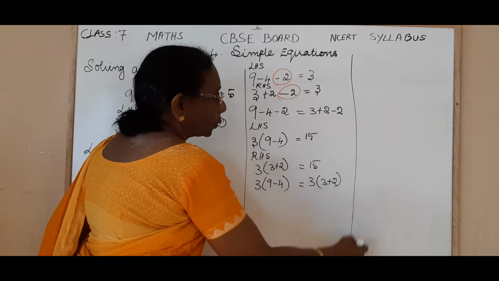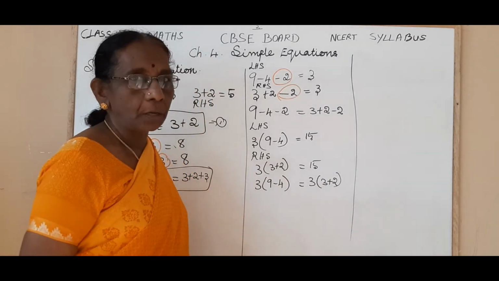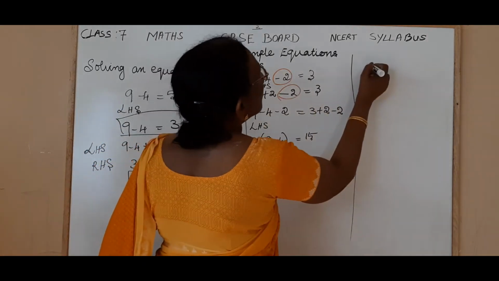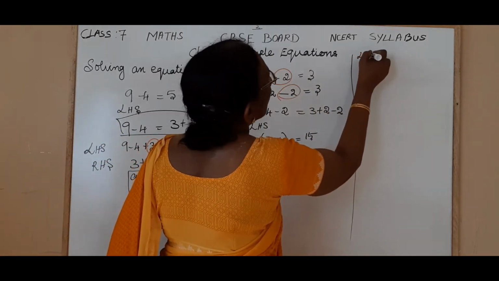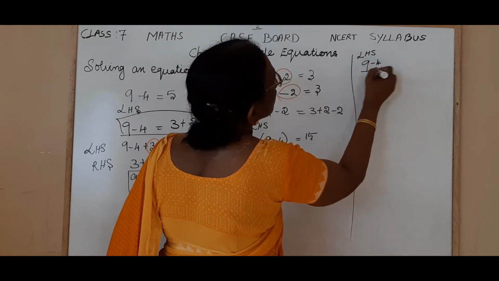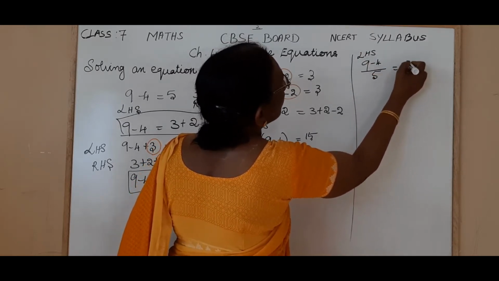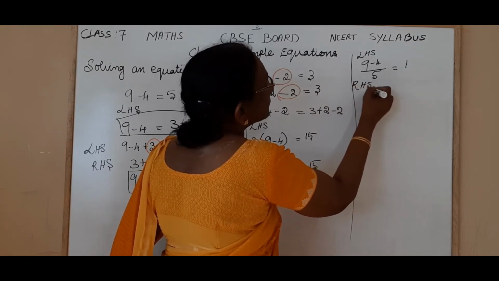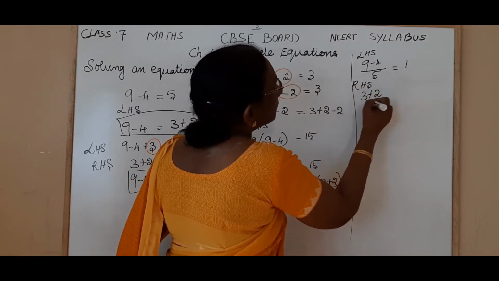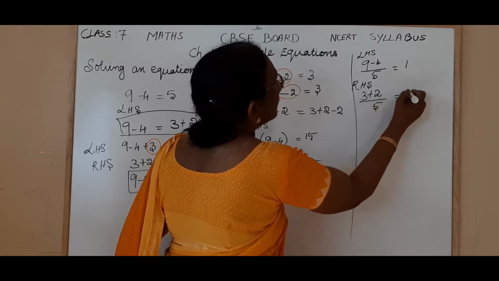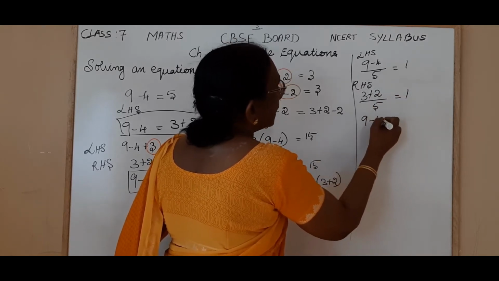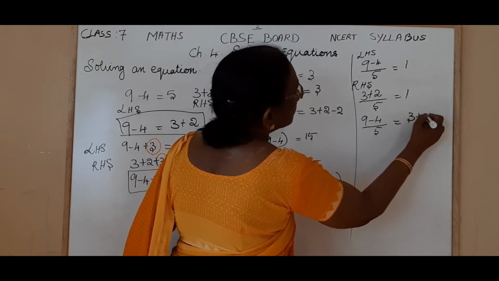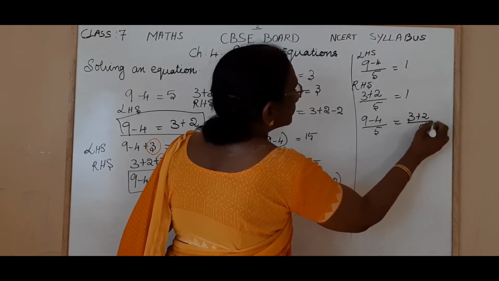Now let us do the last operation. What is the last operation? Division. So 9 minus 4, the LHS, is divided by 5. What do you get? 5 by 5, 1. The same way RHS, 3 plus 2 by 5. Again 1. So 9 minus 4 by 5 is equal to 3 plus 2 by 5.